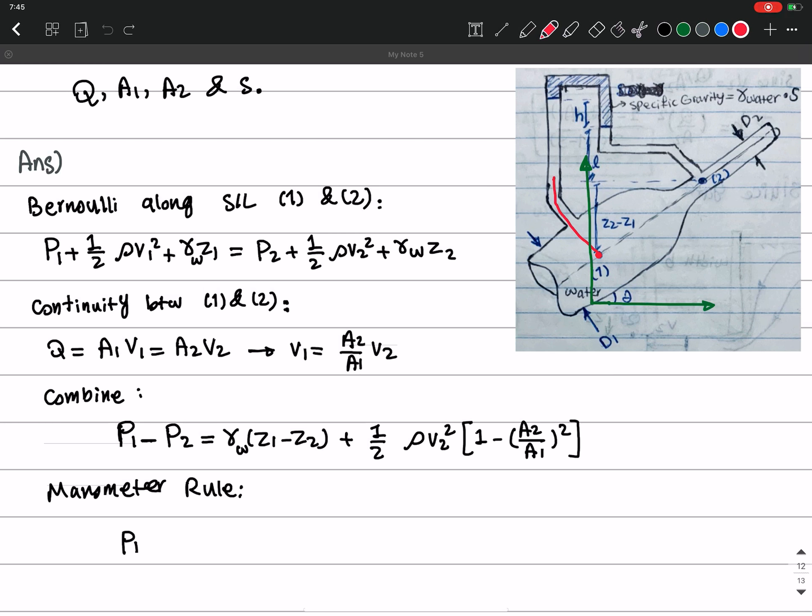So I have gone Z2 minus Z1 to a lesser depth. That means I have to decrease that much pressure from P1 to get the pressure at this point, okay? So I have P1 minus gamma water times Z2 minus Z1, and then I will get the pressure here. This is based on the manometer rule, okay?